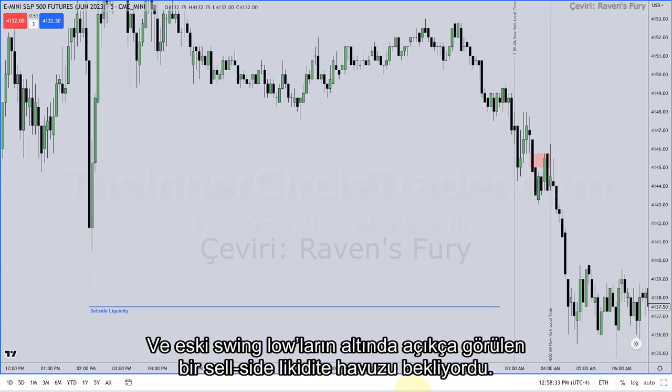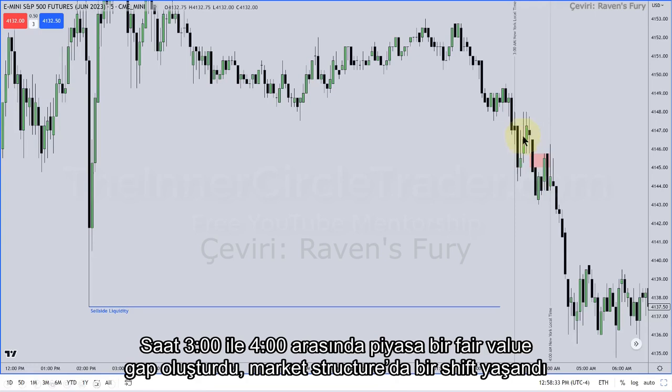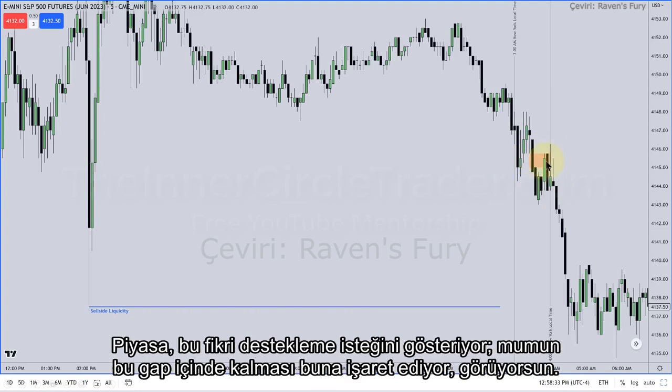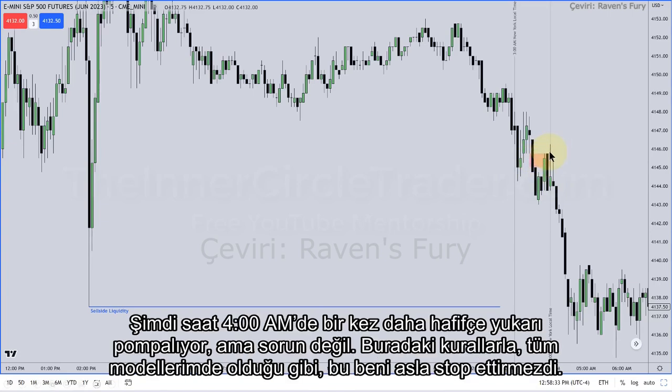It was looking to go lower, and there was an obvious sell side liquidity pool resting below that old swing low. And between 3 o'clock and 4, the market created a fair value gap. We had a shift in market structure below this low here. So this is your classic optimal trade entry. Fair value gap here. The market shows the willingness to support this idea with the bodies staying inside that gap. See that? Now at 4 a.m. it does pump one more time just above it, but that's fine.